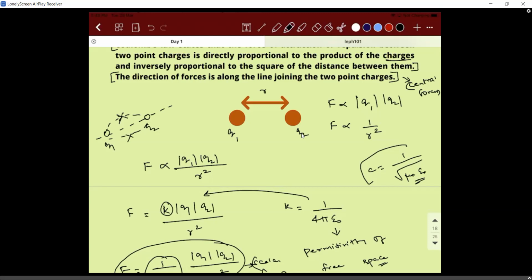Are you clear with what I mentioned here? If there is any force of this nature which is acting along the line joining the particles, those kind of forces are called central forces. For a point, you cannot define perpendicular. Perpendicular is defined between lines. Angles are defined only between lines.